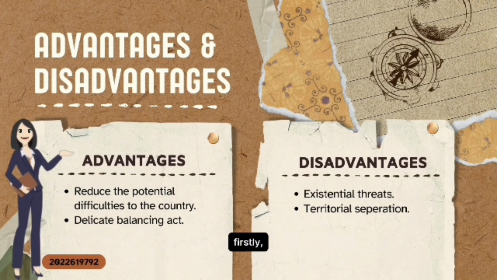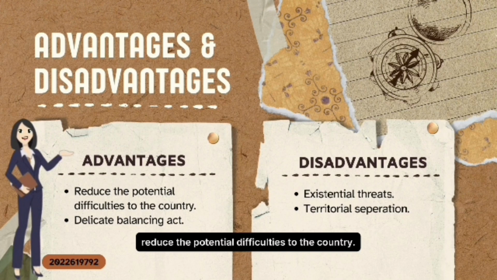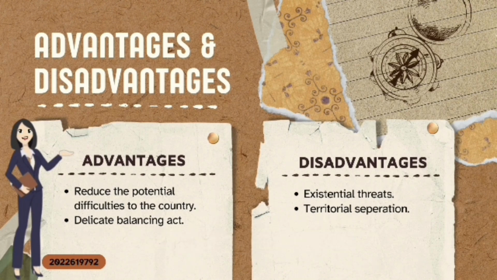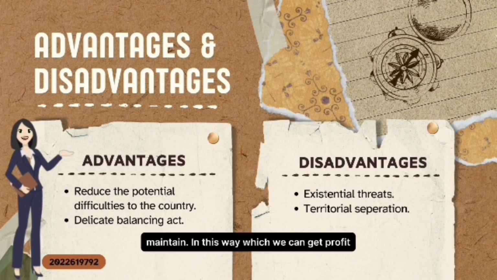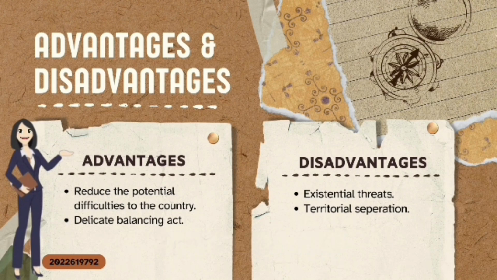For advantages, firstly, reduce the potential difficulties to the country. It can ensure mutual interest for both of the countries. This relationship engagement allows countries to advance their own goals. Secondly, delicate balancing act. It is to make sure economic growth is maintained. In this way, both can gain profit when making a relation with another country. For example, they make a collaboration to make a development in technology.